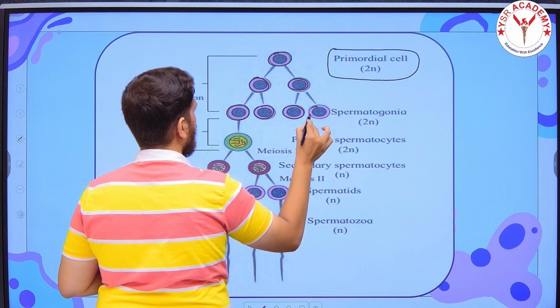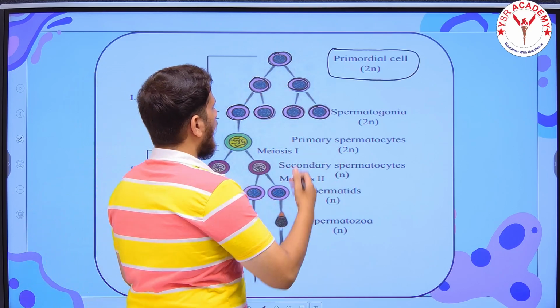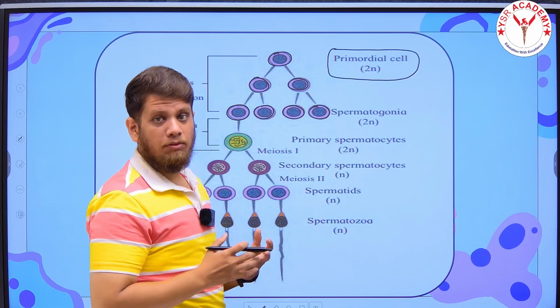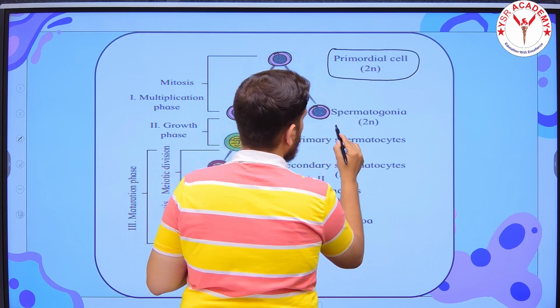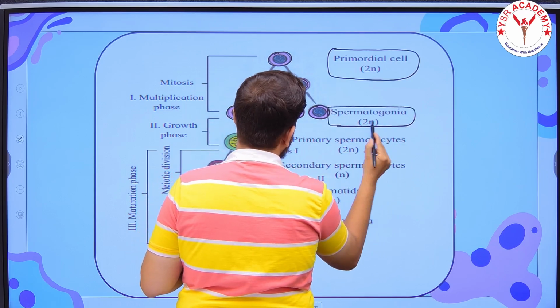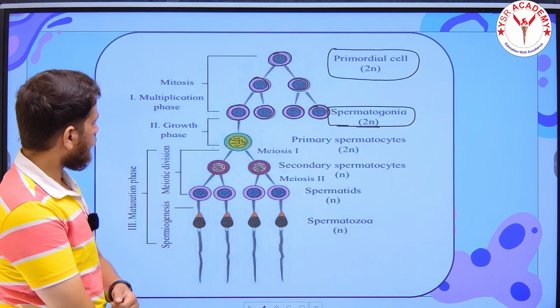मतलब एक ही सेल से नहीं बन रहे हैं वो, ऑब्वियसली माइटोसिस है, so it's equational division. And secondly, one cell is dividing to form 2 cells. So now these formed cells are called as spermatogonia. These spermatogonia will be 2n, which is diploid.